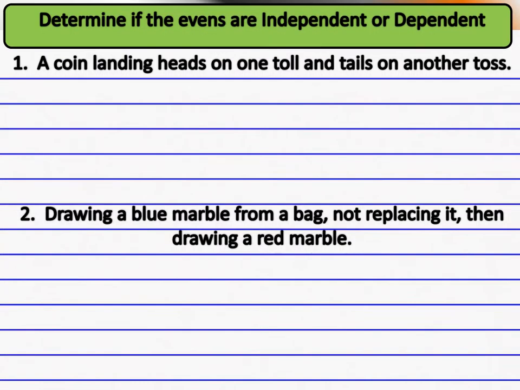Okay, so the directions determine if an event is independent or dependent. Independent means one outcome does not change. The first outcome does not affect the second outcome. Dependent means they are affected. One depends on the other. So number 1, a coin lands heads on one toss and tails on another toss. Well, as you know, this is a coin. There's only 2 outcomes. That is never going to change.